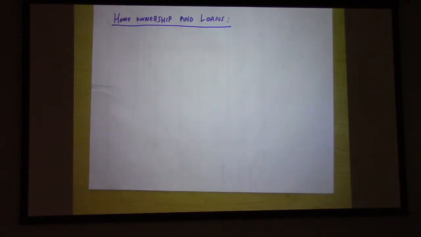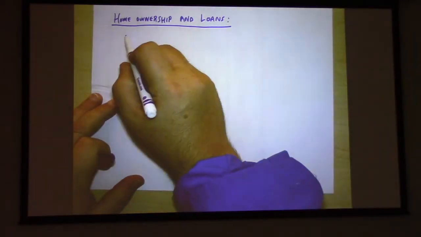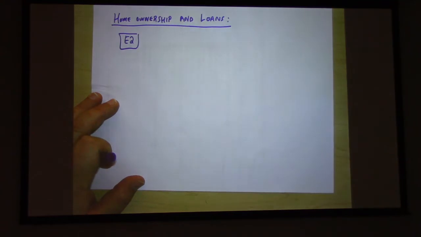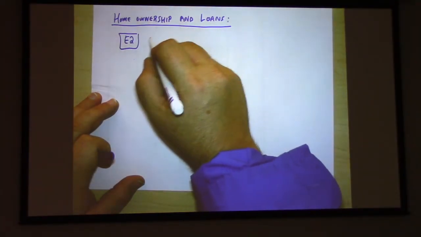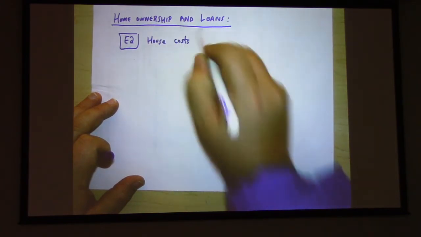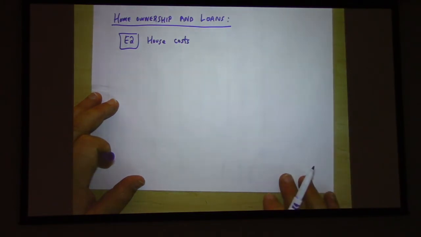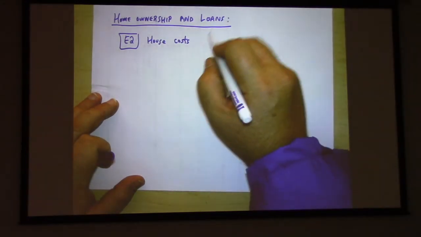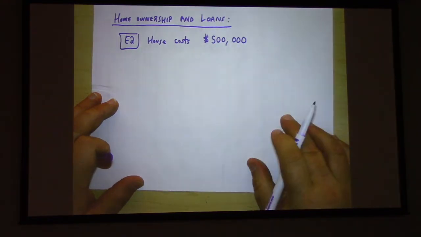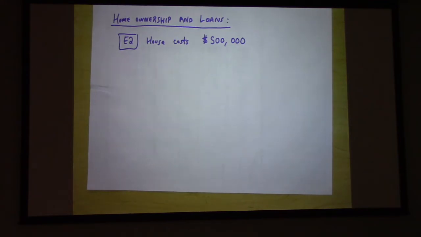So home ownership, how do you typically buy a home? How does that work? Let's suppose, this is example 2, that you're going to buy a house, and you find a house. The cost is what? Let's make up a price. What's the typical house cost these days? $500,000? Sure, why not? Let's get nuts. $500,000. Depending on what state you're in, that might be cheap.